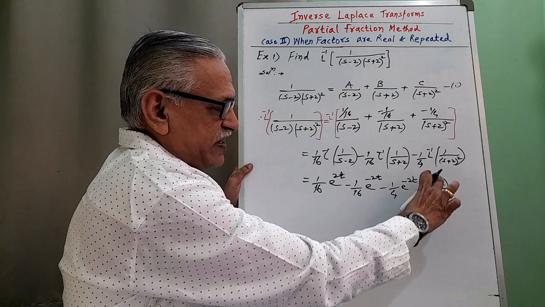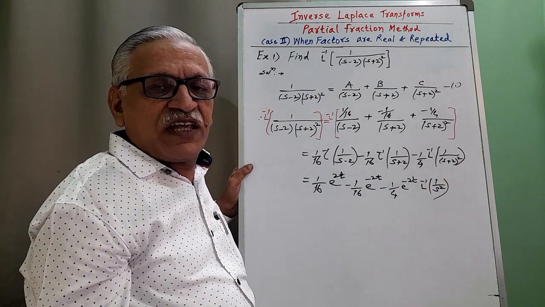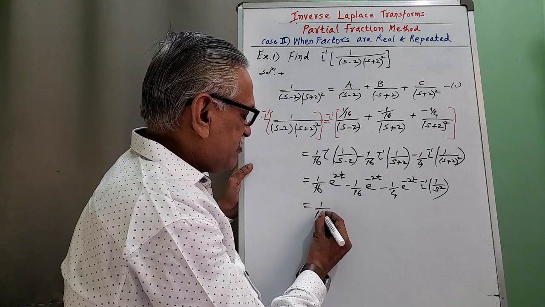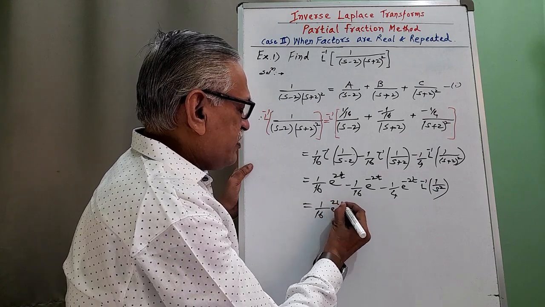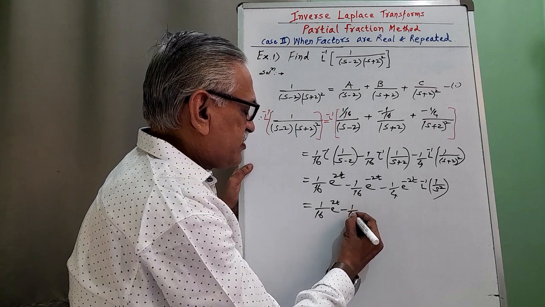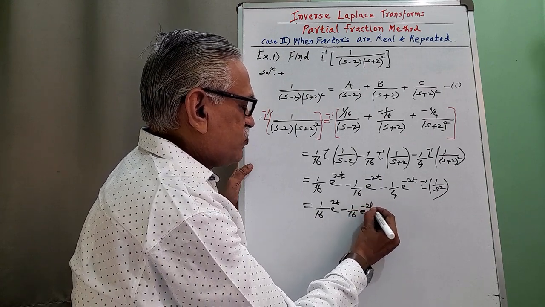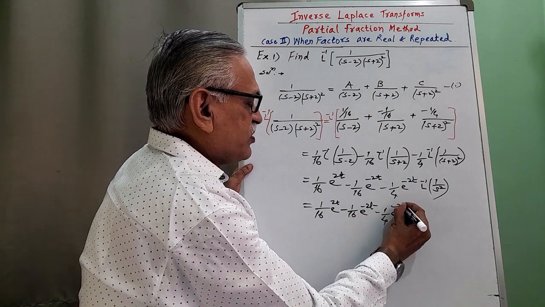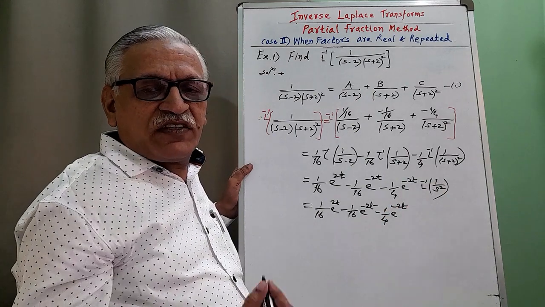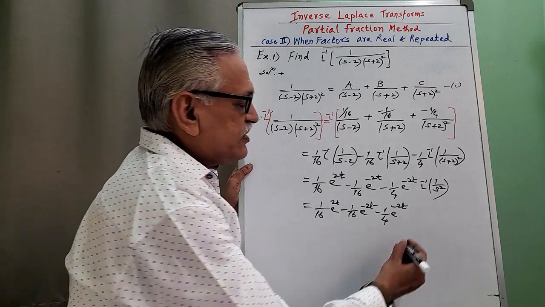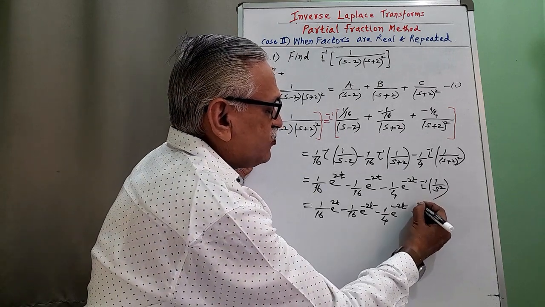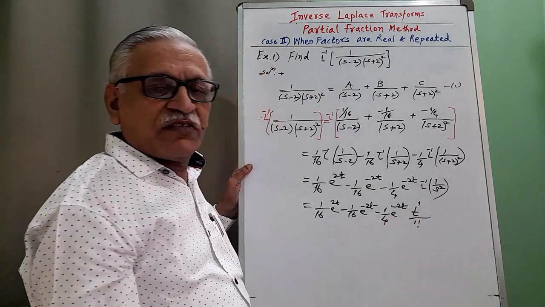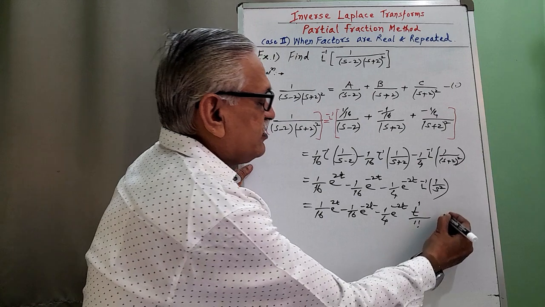Neglecting that 2, the remaining term is 1 by s square. This is as per the shifting theorem. And then rewriting it, it is 1 by 16 e raised to 2t minus 1 by 16 e raised to minus 2t minus 1 by 4 e raised to minus 2t, and inverse of 1 by s raised to n, whenever n is a positive integer, is t raised to n minus 1 divided by n minus 1 factorial. Here 2 minus 1 gives 1, divided by 1 factorial, nothing but 1, and therefore this is the required answer.